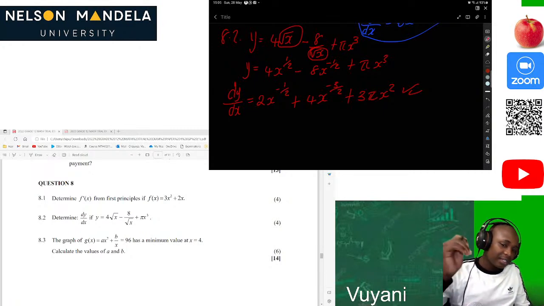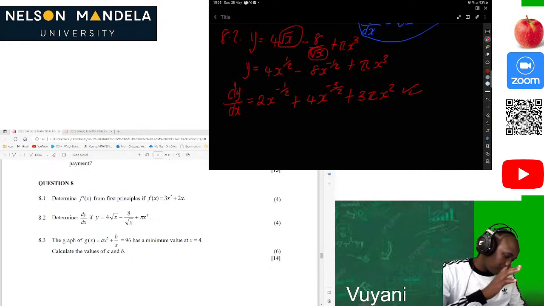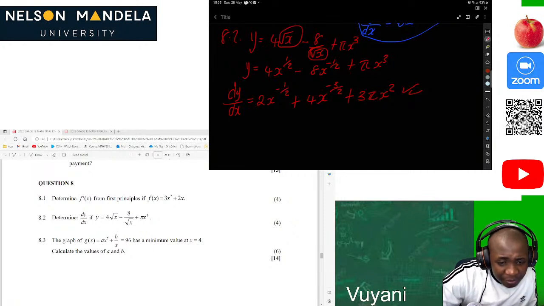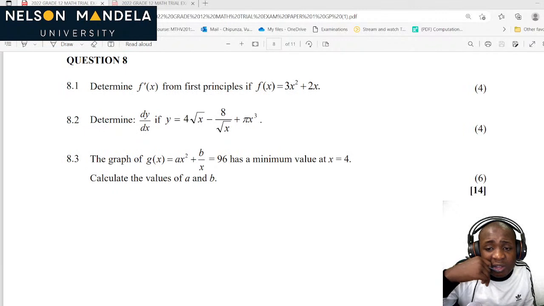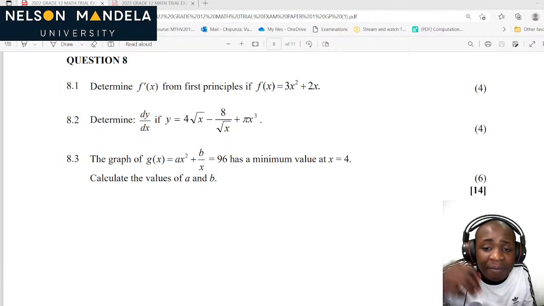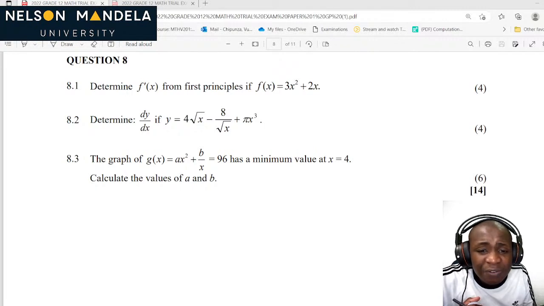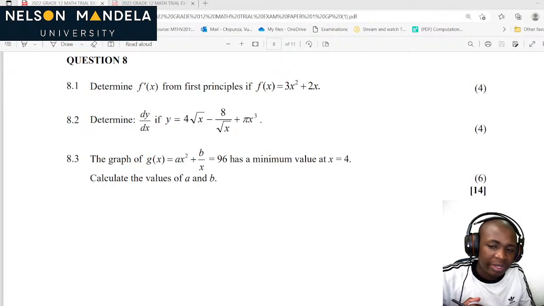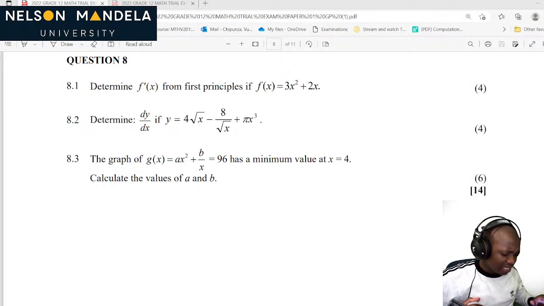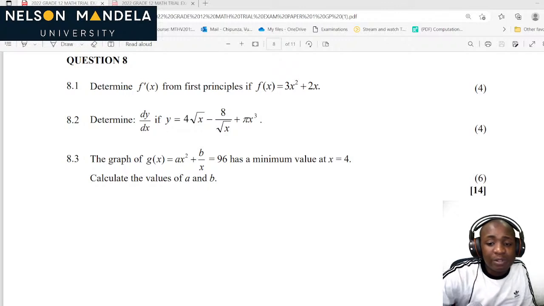Okay. Now, we are done with that one. Let's move. Now, the graph of g of x is equal to ax squared plus b over x is equal to 96 has a minimum value at x is equal to 4. Minimum, which means there is something which has to do with the derivative. The fact that they said minimum means there's something important. But this question, we will look at it more when we are looking at the concept of functions.